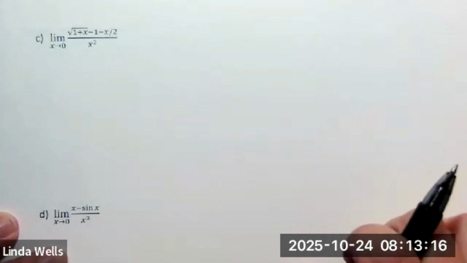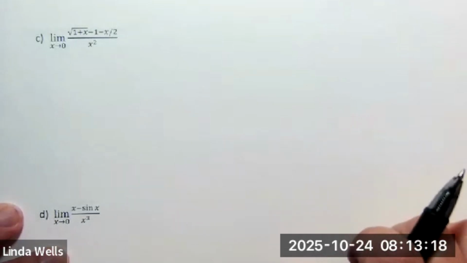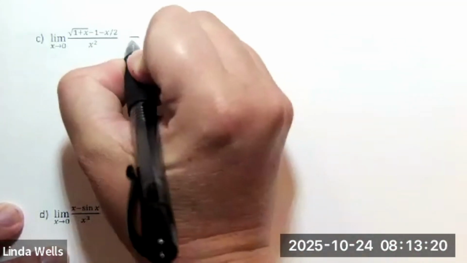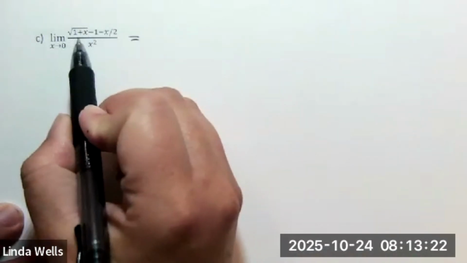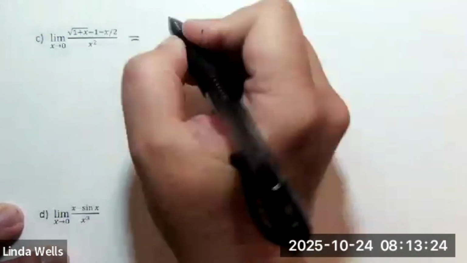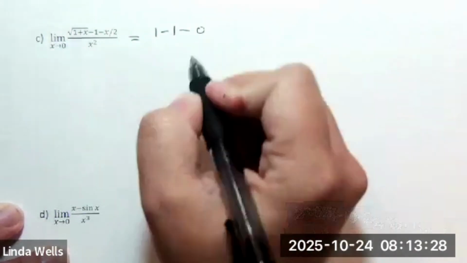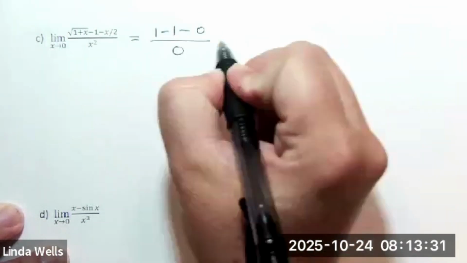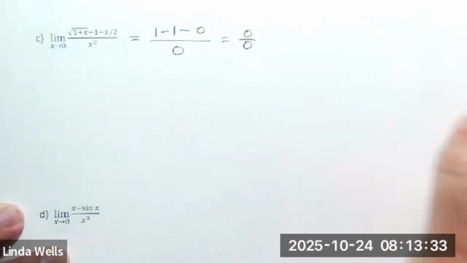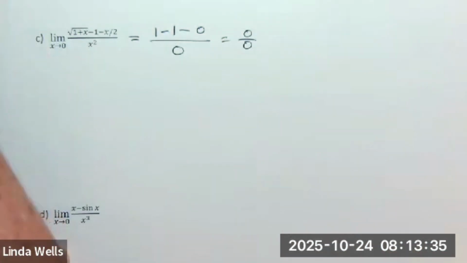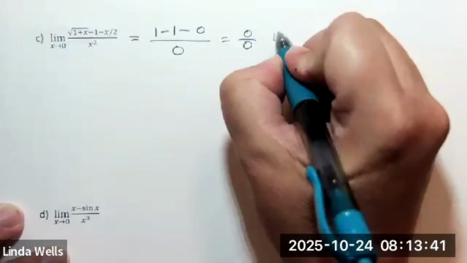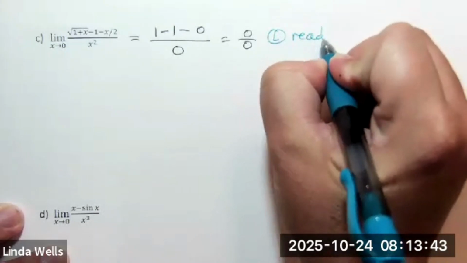All right, what should you do first? Plug it in. If we plug in 0, the square root would be just square root of 1 or 1. 1 minus 1 divided by 2 times 0 is 0 over 0. So 0 over 0. Oh no, that's not an answer. However, if you have 0 over 0, you are L'Hopital ready. You can just apply the L'Hopital rule.